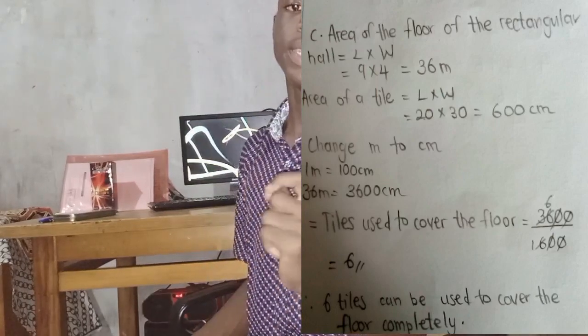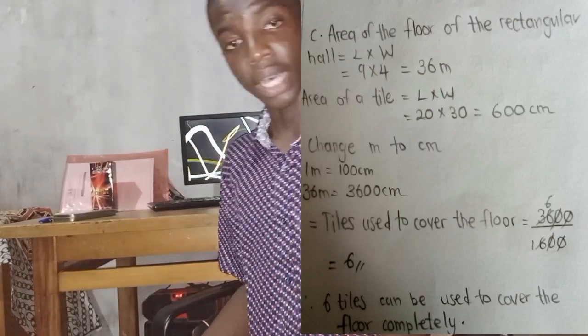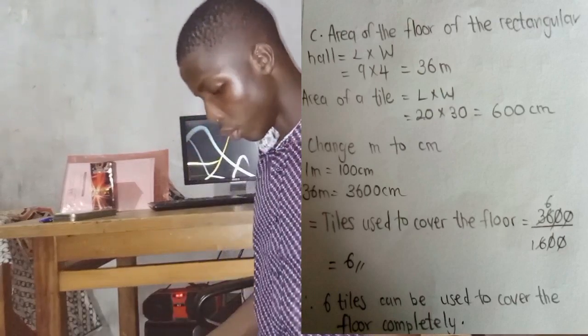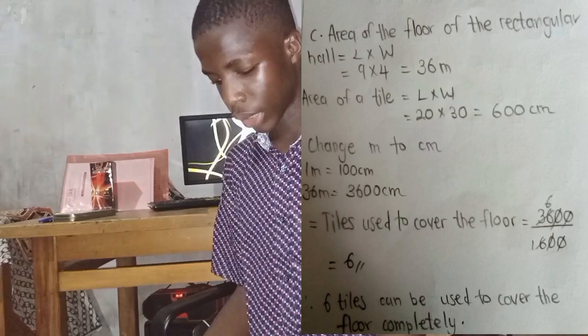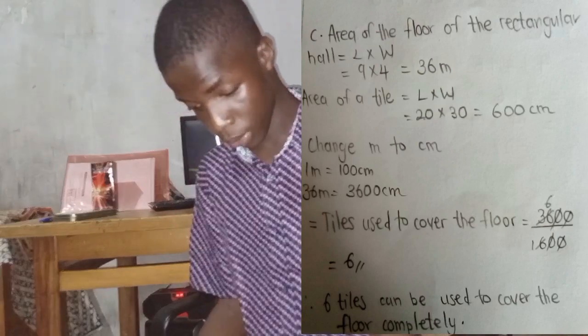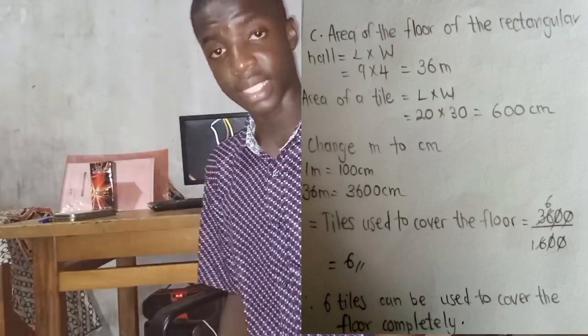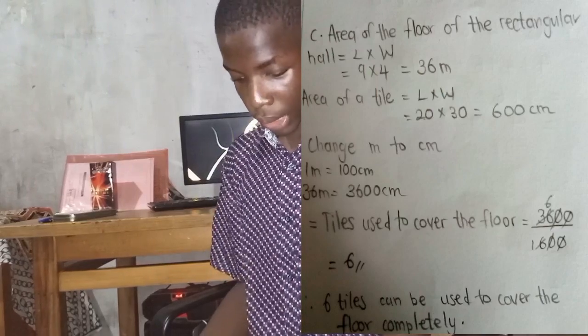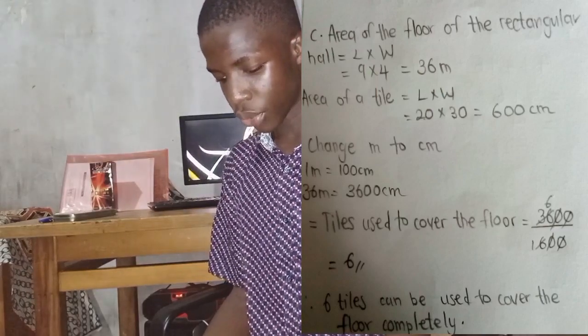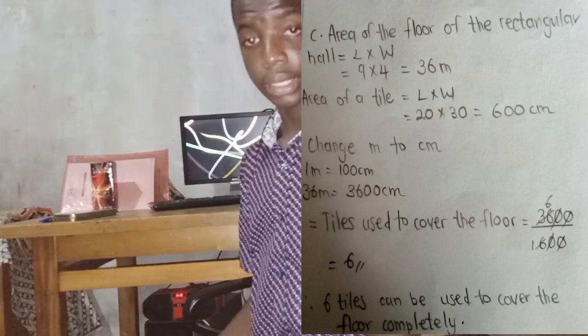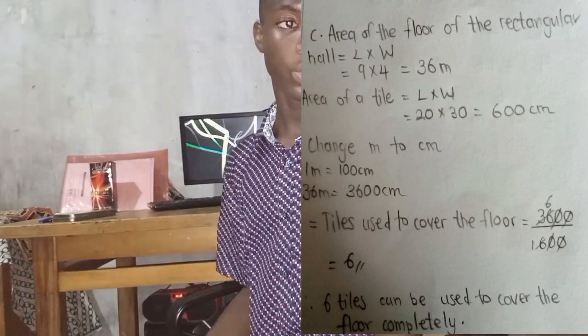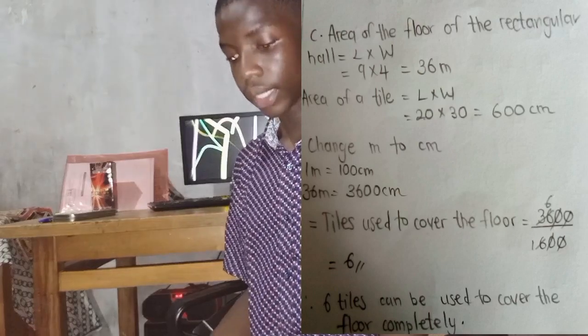So we have 3,600 divided by 600. So our zeros cancel through, and 6 will enter 36 6 times. So therefore, 6 tiles can be used to cover the floor completely. So 6 tiles can be used to cover the floor completely.